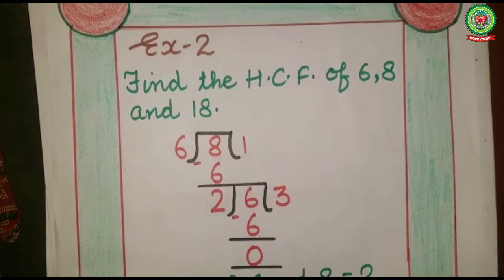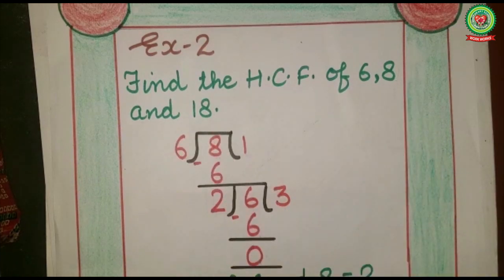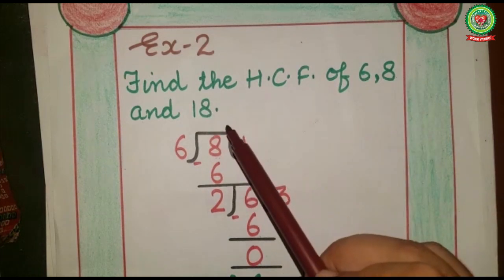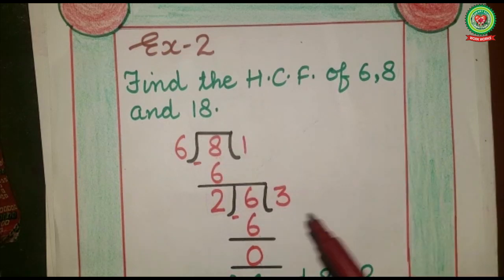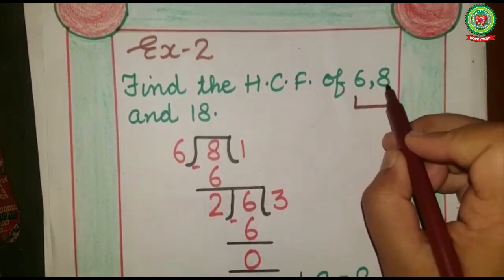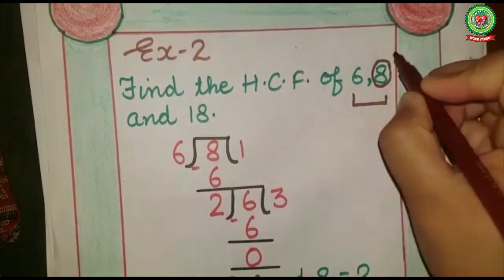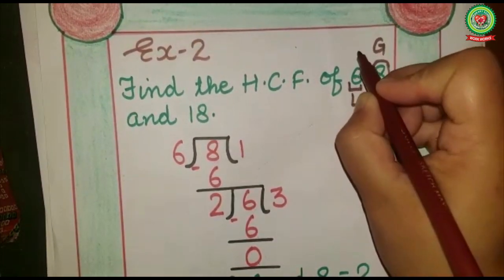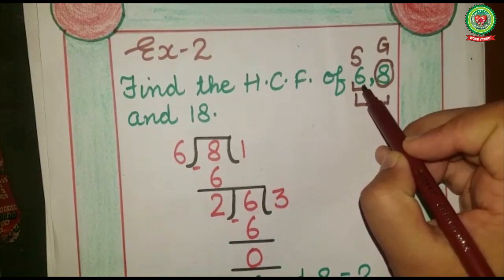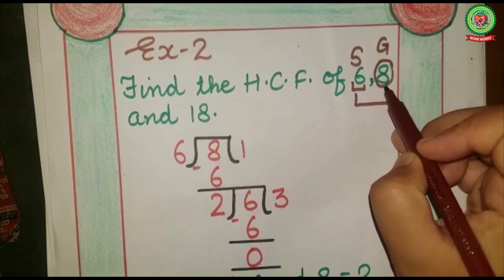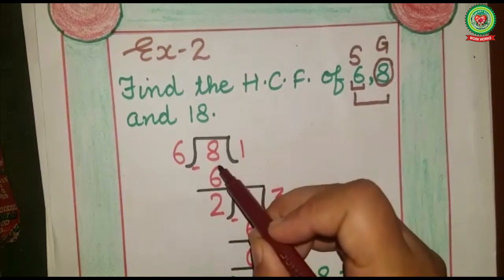Example number 2. Find the HCF of 6, 8 and 18. Now students, again I am having 3 numbers. So for finding the HCF of 3 numbers, firstly I will find HCF of 2 numbers. Now identify in between 6 and 8, which number is greater? Yes, 8 is greater and 6 is smaller. So smaller number, that is 6, will become the divisor, and greater number, that is 8, will become the dividend. So 6 will come outside the divide sign and 8 will come inside the divide sign.